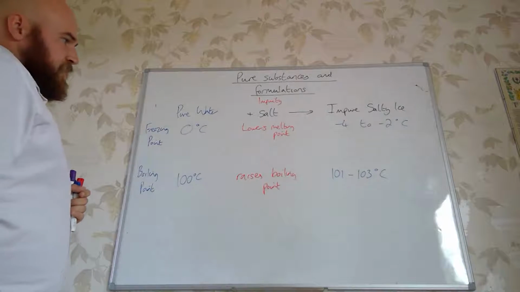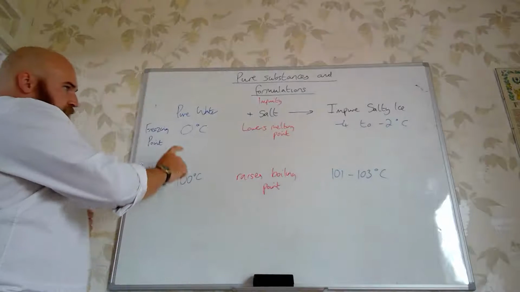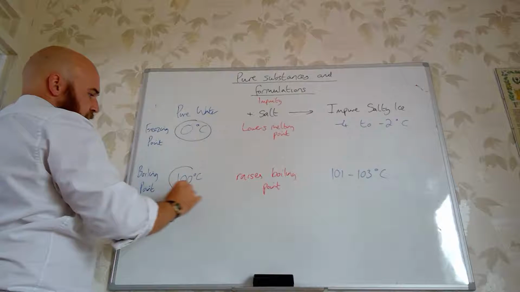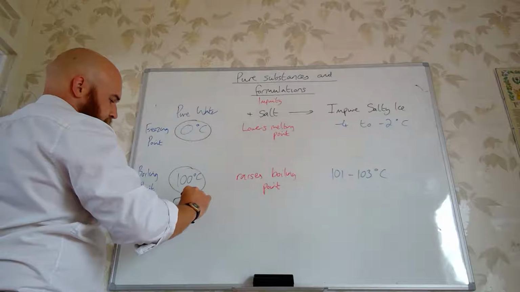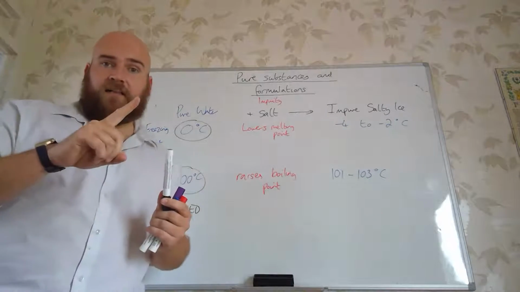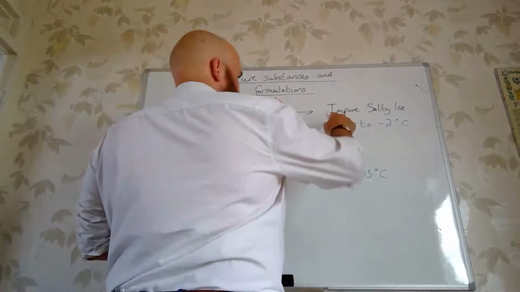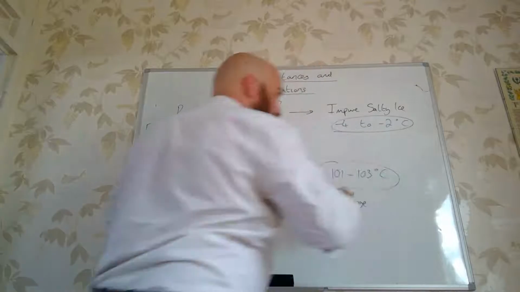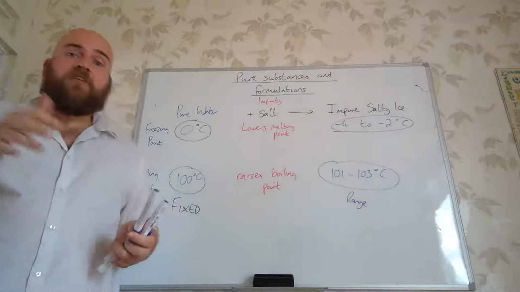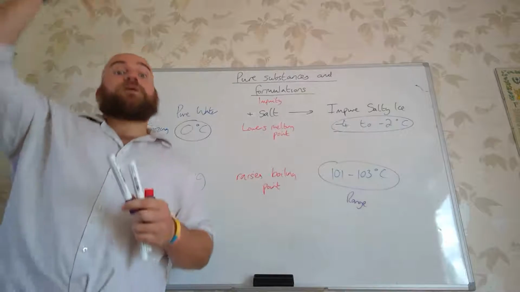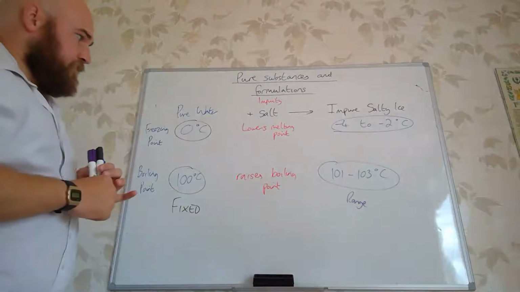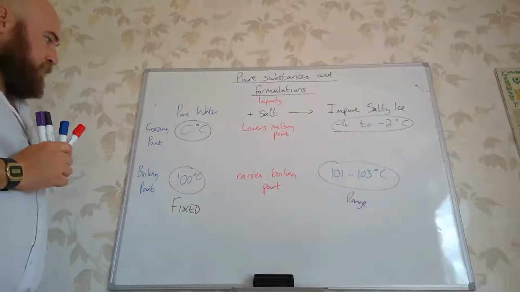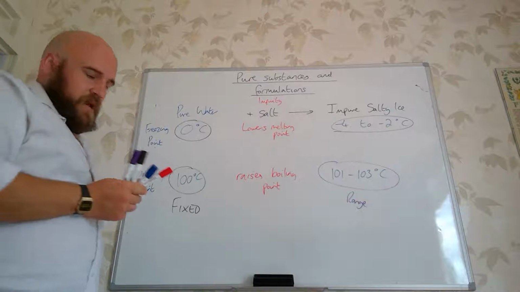So how can you tell a pure substance? It will have a fixed melting or boiling point. You see here, our pure substance, these numbers are fixed. They're one value. In impure substances over here, can you see, we have a range. So there's a range of melting and boiling points. The generalization is that melting points will be lower than they should be and boiling points will be higher than they should be. That's what impurities do to pure substances.